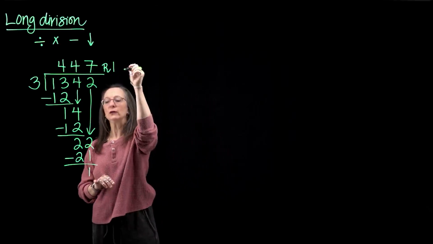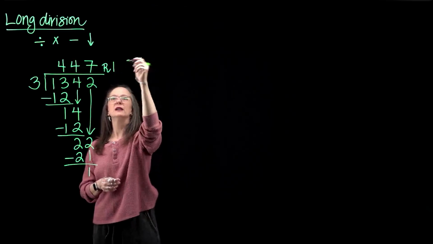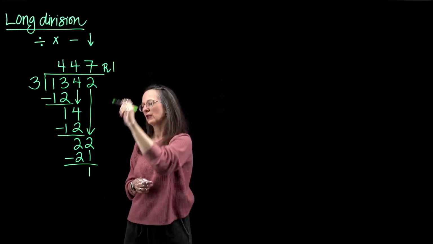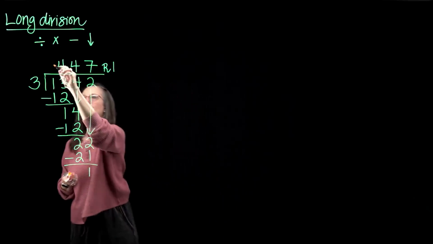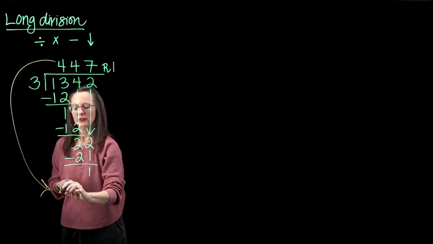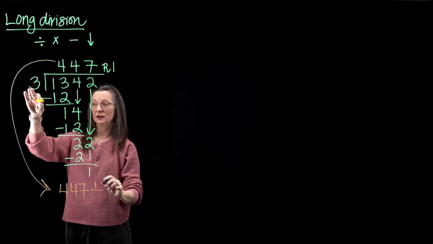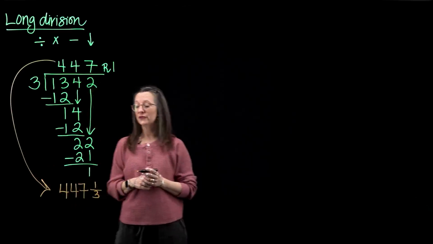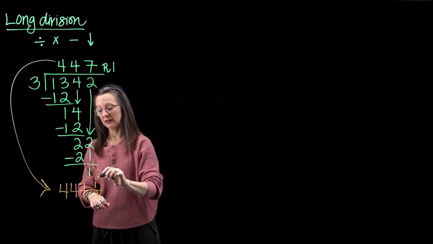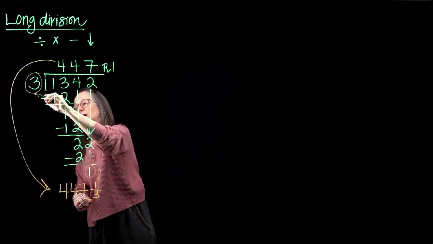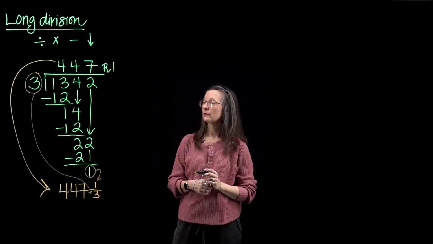So instead of remainder 1, we're going to rewrite this. Let's see, I'll just pull it down to the bottom in a different color. So now we would write this as 447 and 1 divided by 3. 447 and 1/3. And the 1 comes from this remainder. The 3 comes from the number we are dividing by. Okay?